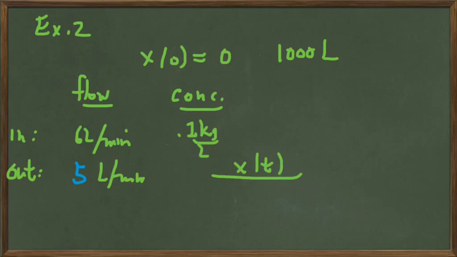So I've got almost everything written in here. The inflow is 6 liters per minute, concentration 0.1 kilogram per liter. The outflow is different than before. It's 5 liters per minute out.